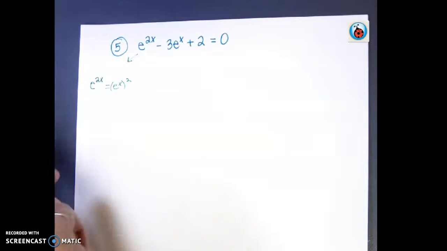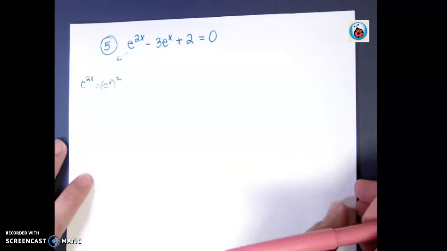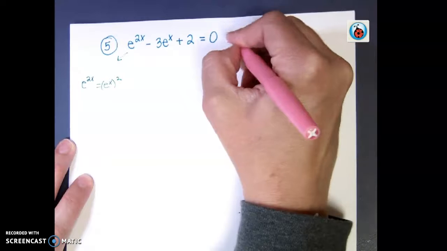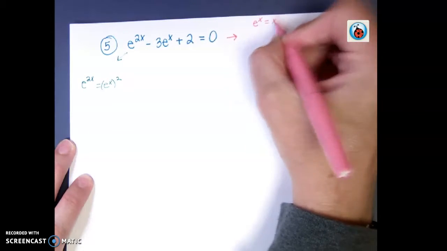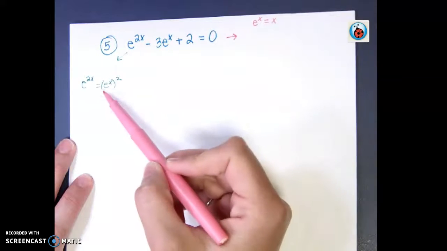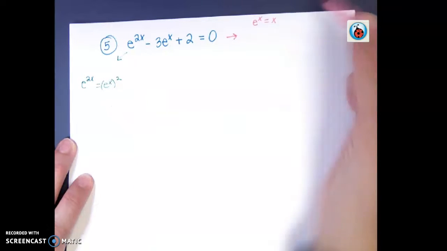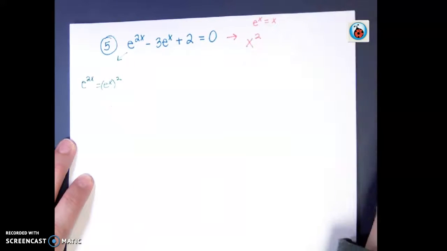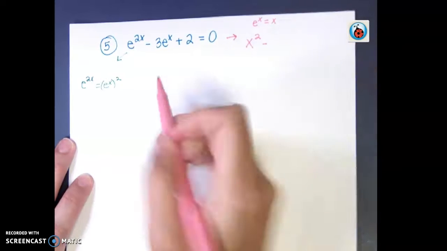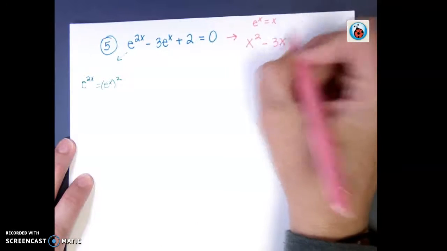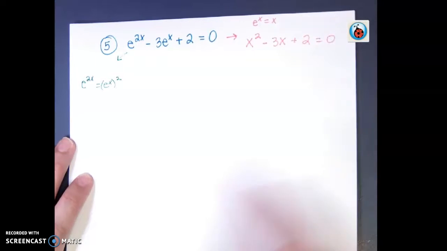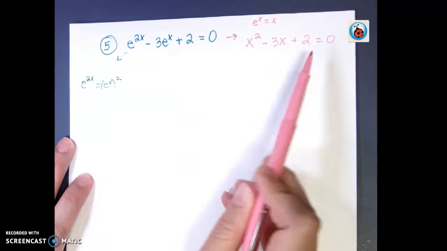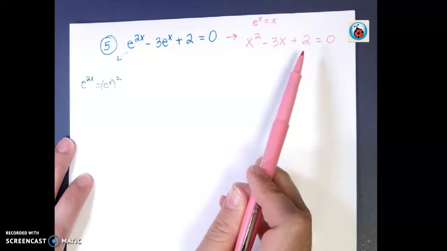So let's think about a different type of problem that will look more familiar to you, and then we'll compare it to this. So, okay, if we were to just change e to the x's to x here, because we just said e to the x squared, this would be the same thing as just writing x squared, minus, this is 3e to the x, so instead of e to the x, I'm just going to put an x, plus 2 equals 0. Okay, so all I did is I rewrote this problem as a quadratic. Everywhere there was e to the x, I just changed it to x.